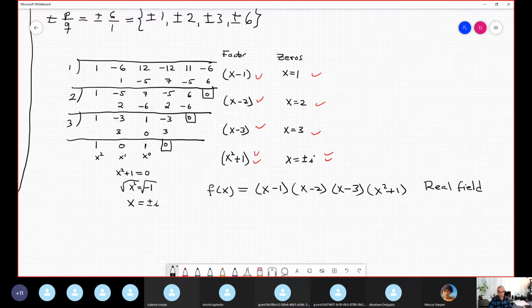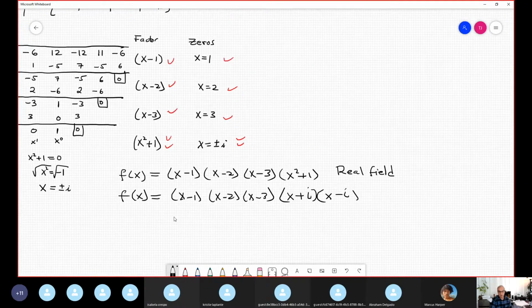Suppose the question says no, in the real field, no. In the complex field, then x minus 1 times x minus 2 times x minus 3, and you break down this guy in two linear factors, x plus or minus i. This is the same factorization, but this is weird. We are not doing this in intermediate algebra or Euclid algebra. We are doing it now in pre-calculus or integrated algebra.